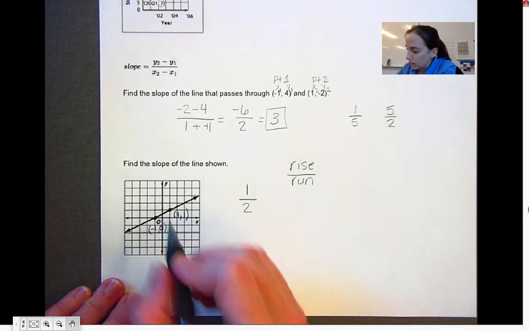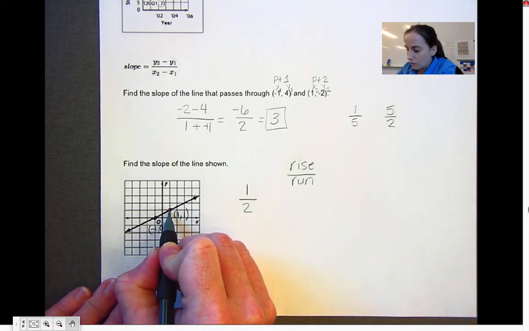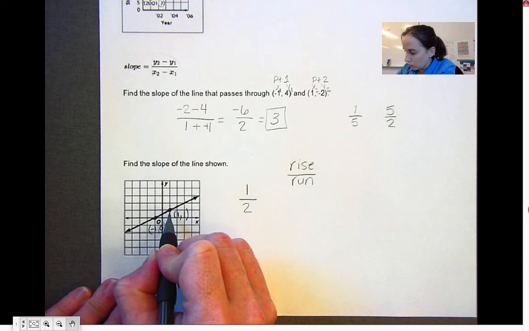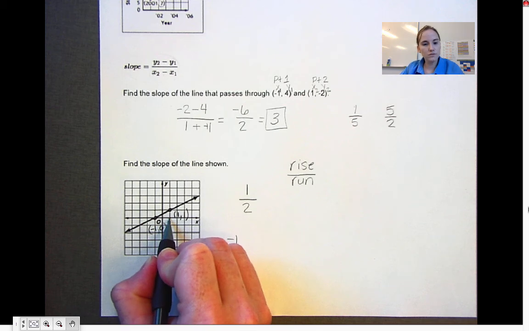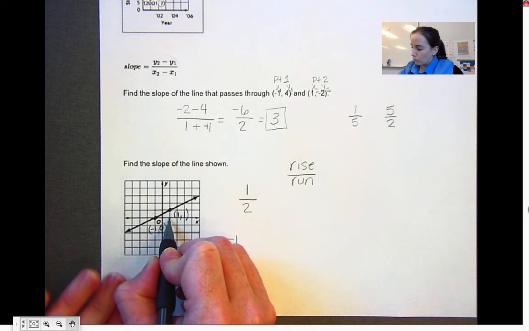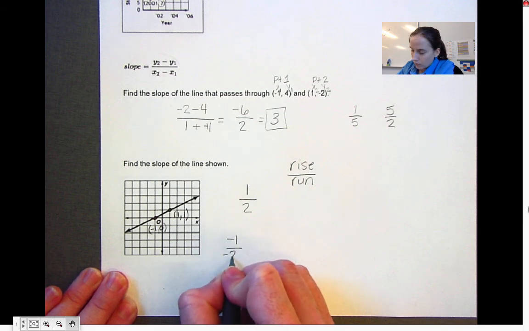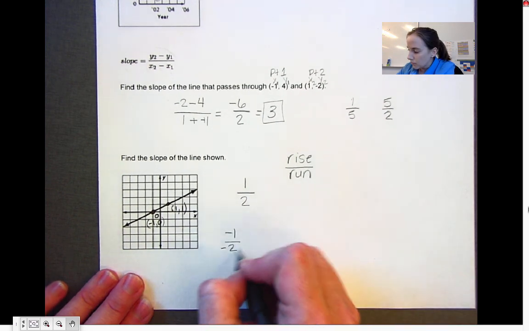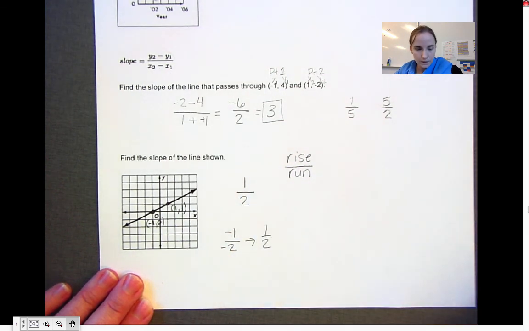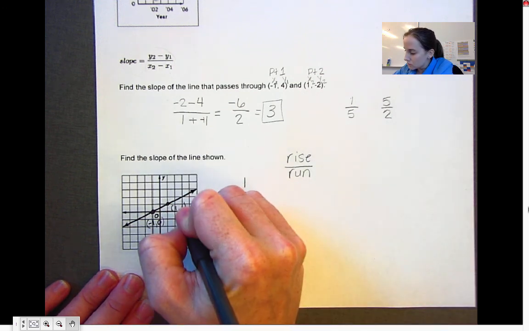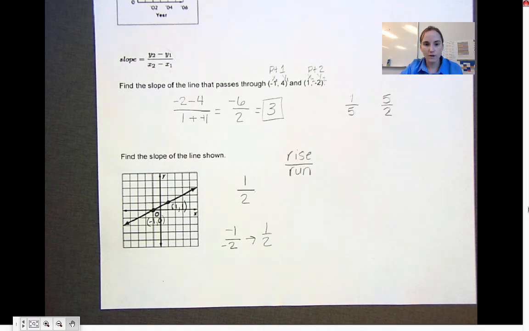Now I want to show you a different way. What if I had started from this point? I wouldn't rise to get in line with this point here. I would have to fall down. So if I went down 1, that would be -1. And then, as I just said, if I move to the left, that's a negative. So 1, 2, that makes a -2 for my run value. But look, when you simplify, this is still 1/2, which is the same as this slope. So it does not matter which direction you go as long as you keep your signs correct. So this is how you find slope, and if you have any questions, let me know.